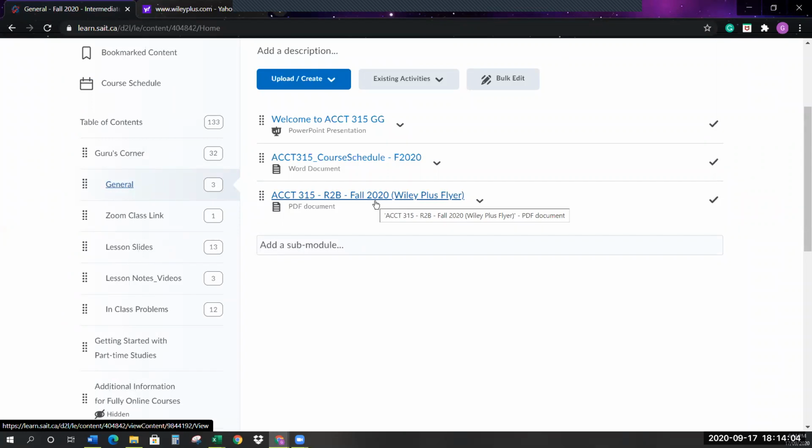This is in D2L, right? Yes. In D2L, refer to Guru's Corner, and everything is there. Is it in general or in class problems? In general. Okay, so the third one, this Wiley Plus flyer, is this the way we can buy the online code? Yes, it'll give you the link. Okay, thank you.